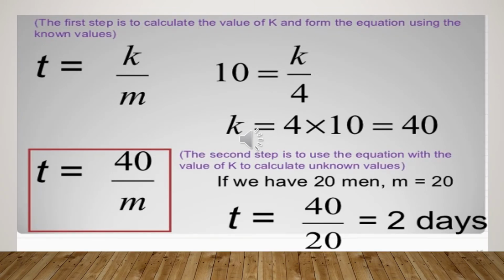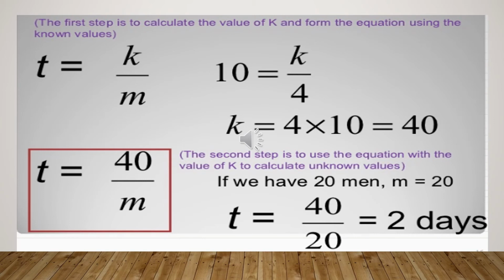The very important thing that we have to do in the problems related to direct and inverse proportion is to calculate the value of k, that is the constant. As you know, we are going to remove the proportionality sign, so we will get an equals sign and a constant. So here it will be t is equal to k upon m.